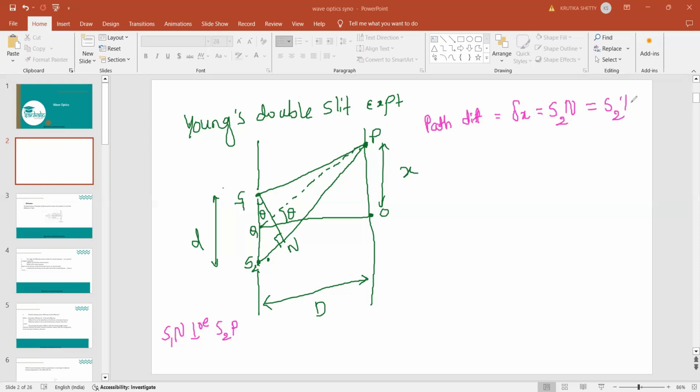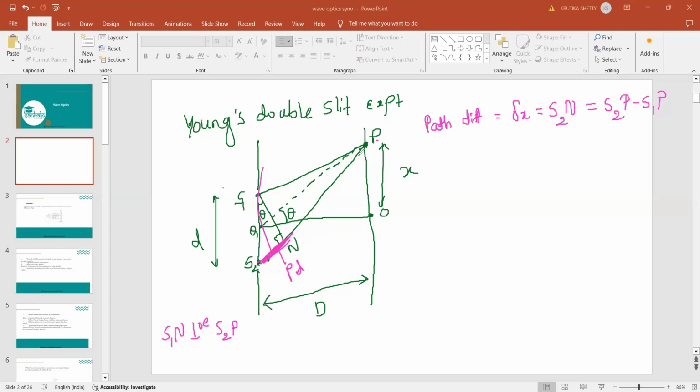It is written as S2p minus S1p. Check the figure. Where is S2n? This is our S2n, this is our path difference. So this path difference is written as S2p minus S1p, which gives us S2n. If it is not clear, consider it this way.